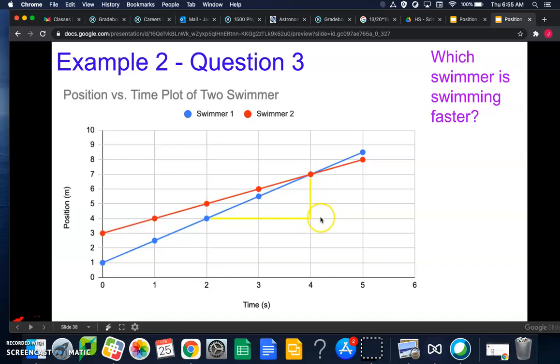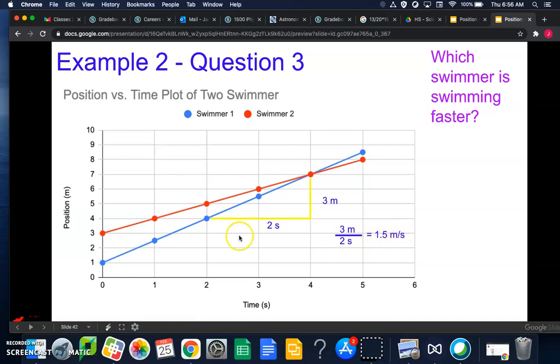Okay, so then what is my rise? Well, that looks like I'm going from 4 up to 7. So that looks like 3 meters. 7 minus 4 is 3. For my run, looks like I'm going from 2 to 4. 4 minus 2 is 2 seconds. So then I'm going to take rise divided by run. 3 meters over 2 seconds. And that should equal 1.5 meters per second. So that's how fast swimmer 1's going.